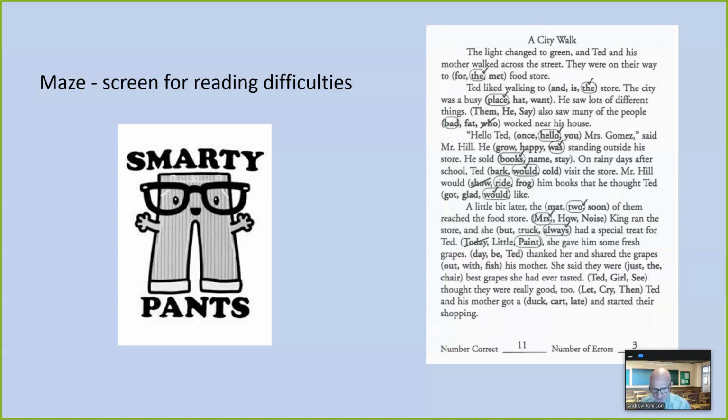The maze is great for word recognition because readers have to use letter clues as well as semantic and syntactic clues. And readers are also using the context of the page or paragraph to create meaning or to comprehend. And the maze is more like real reading.